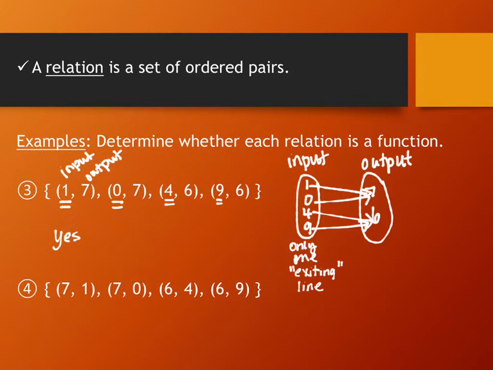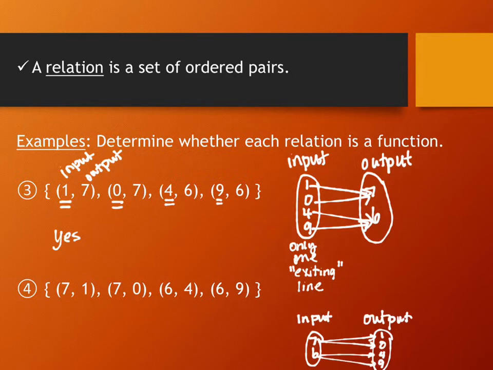Now, if I flip my ordered pairs, because that's exactly what happens on part B, these are the same list of numbers, but they're switched. So if I make my inputs now, I only have 7 and 6. And if I make my outputs, I have 1, 0, 4, and 9. And if I draw these arrows, 7 goes to 1, and 7 goes to 0. 6 goes to 4, and 6 goes to 9.